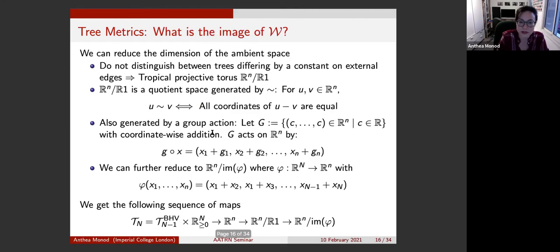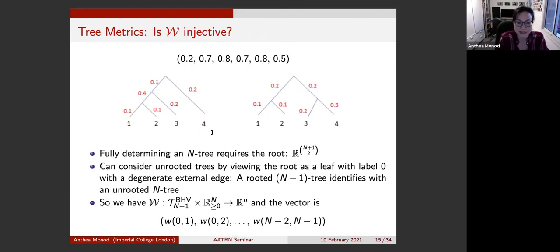So the point here is that pairwise distances along the leaf labels are not enough to uniquely identify trees from their tree metric. If you want to fully determine an entry, you also have to include the root. So n plus one here. In my case, I've actually included big N to include zero, but typically people would just write 0, 1, 2, 3, 4. So here really what you're talking about is 5. You need to include the root in order to be able to fully determine a tree by pairwise distances.